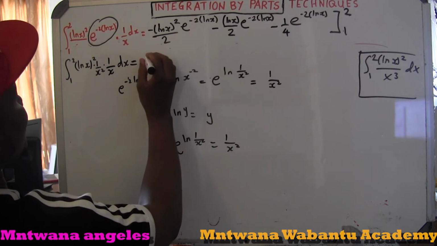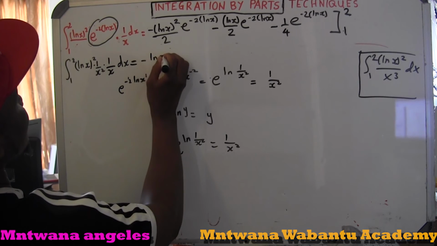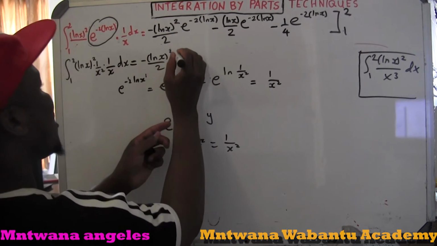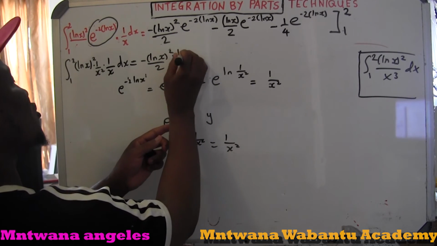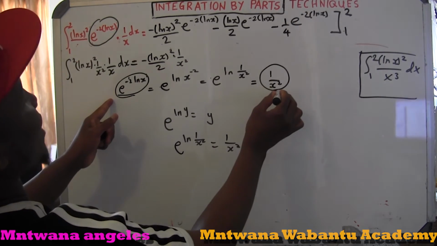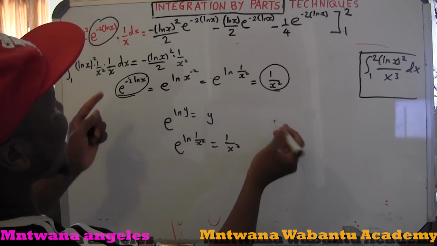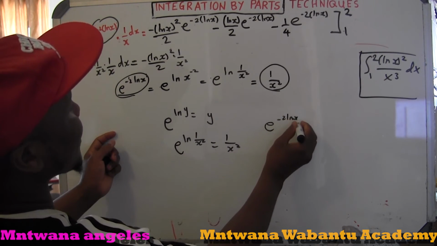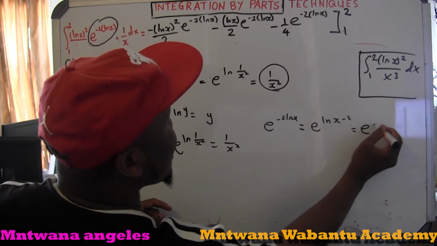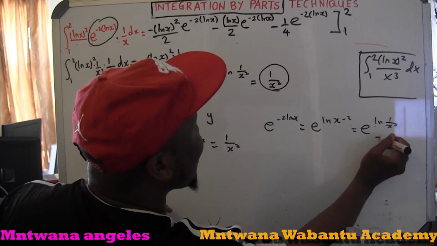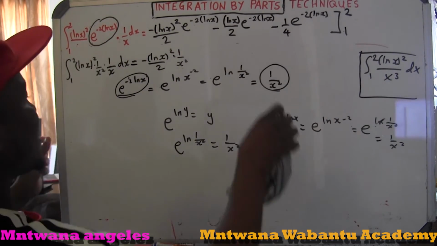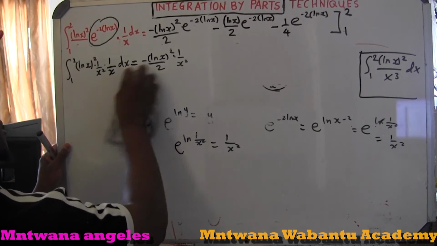So now this is going to be negative ln x squared over 2. And this is going to be the same thing, 1 over x squared, because e to the negative 2 ln of x equals 1 over x squared. Because I'll take it back, like I said: e to the negative 2 ln of x is like e to the ln of x to the negative 2. So I can reciprocate: e to the ln of 1 over x squared equals 1 over x squared. And then leave the e and the ln. So I'm going to erase this part here because we know how it comes down.